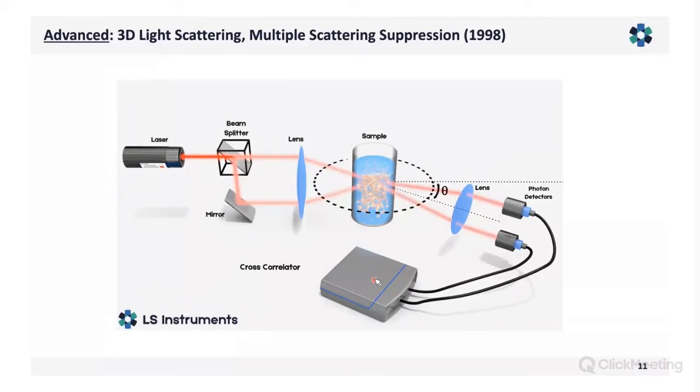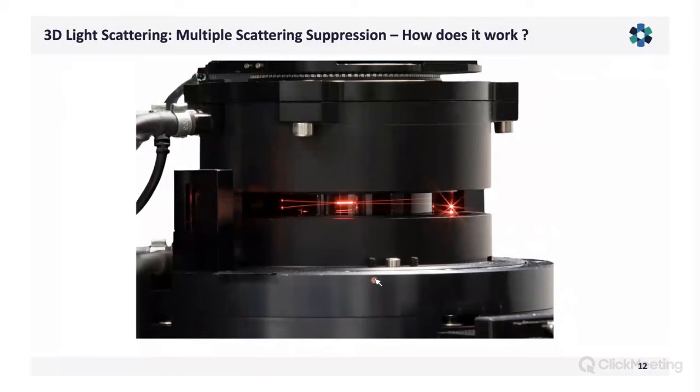Everything goes through single photon counters and a correlator electronic device. This is a picture of the 3D light scattering apparatus that LS Instruments provides commercially. Here you see nicely, you don't see the lens, it's a bit outside, but you see nicely the crossing laser beams inside the sample, which is a cylindrical cuvette filled with a scattering sample that doesn't look all that turbid, but it's turbid enough to introduce error if you don't do the 3D light scattering.